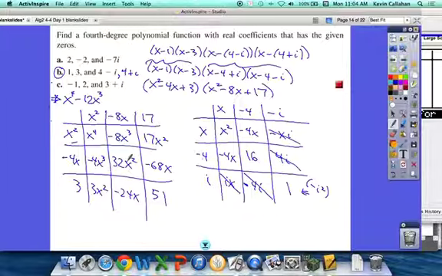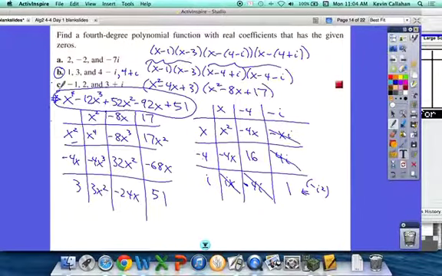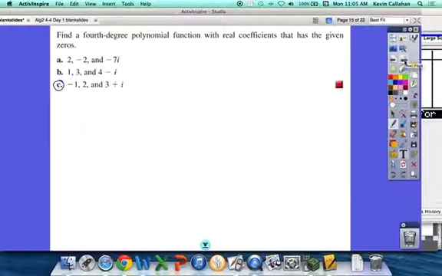35 plus 17 is 52. Negative 24 minus 68, negative 92, minus 92x, and then 51. So that's the answer. It's a lot of work, a lot of things to keep straight. And I'm not going to do the next one because I think we already saw what we need to see.